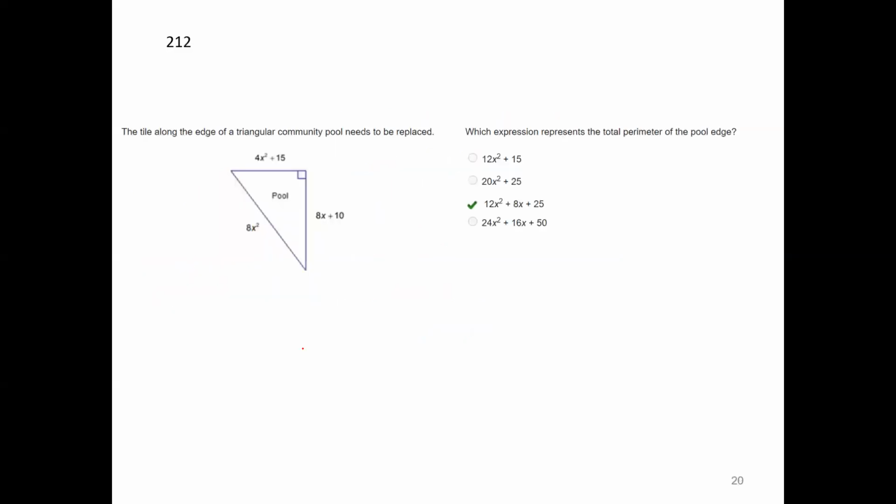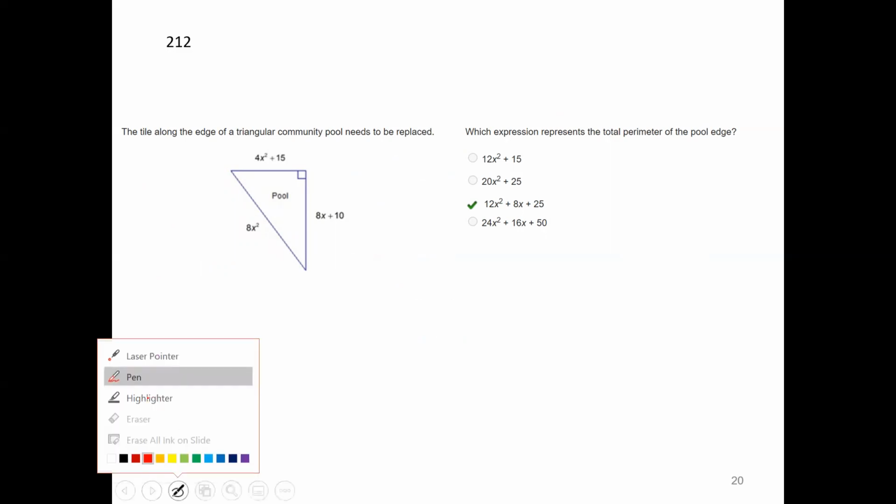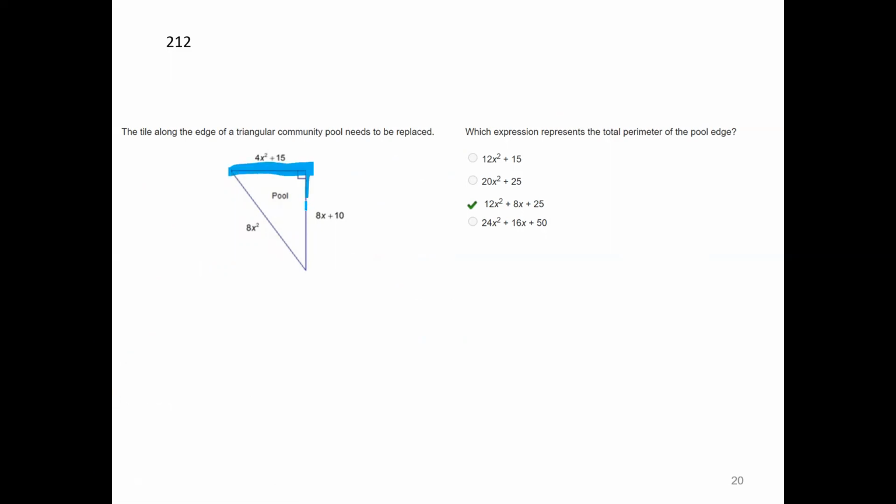All right, here we go. Ooh, this looks like a great question. Tiles along the edge of a triangular community pool need to be replaced. So I'm going to change this side, this side, this side. I'm like, what kind of a community pool is in the shape of a triangle? Never seen one like that before. What is the total perimeter?